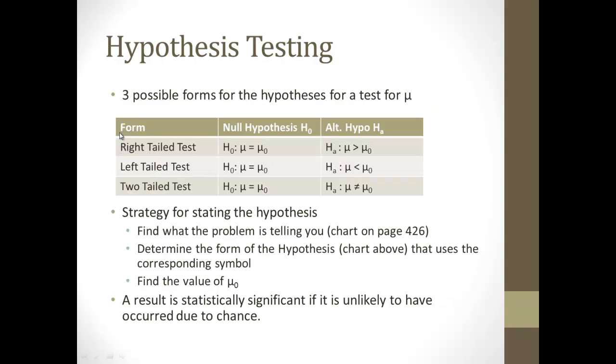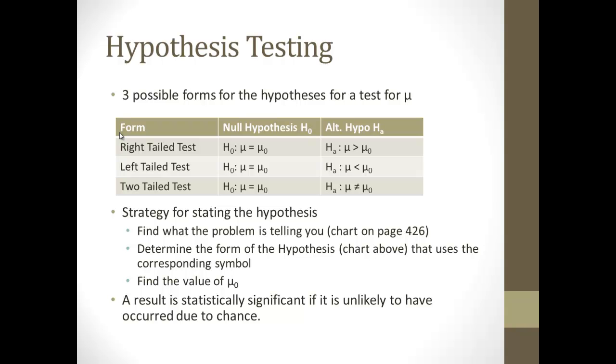There are three possible forms of hypotheses for a test for mu, and even for p. We have a right-tailed test where we have an increase. We have a left-tailed test where we have a decrease. And we have a two-tailed test where we only know that there was a change.